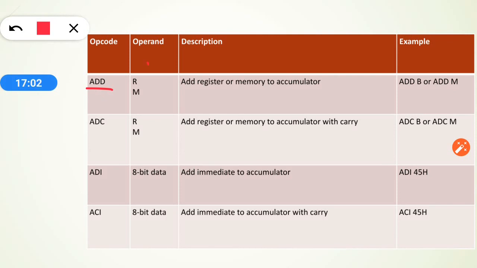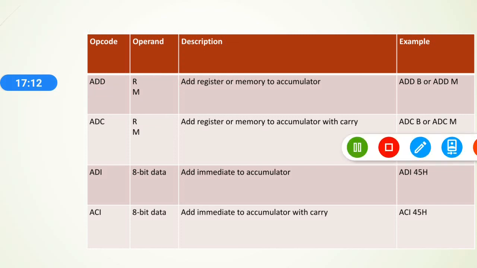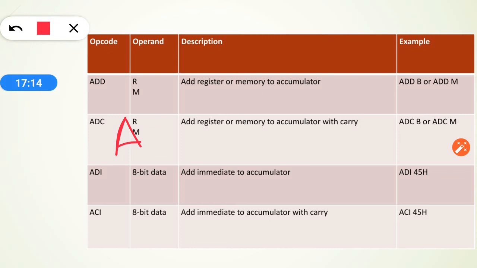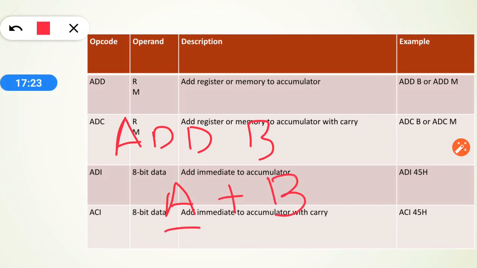So operands are R and M. That means you can add accumulator data with your register data or with your memory data, right? So suppose I write ADD B. This instruction performs A plus B. That is, contents of the accumulator are added with contents of B.